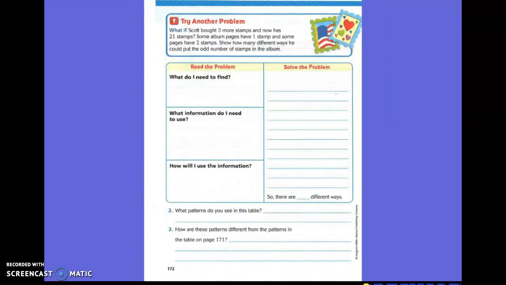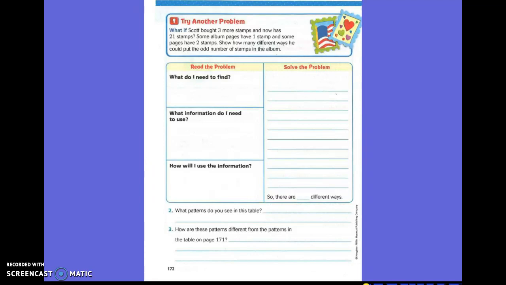Okay, next story. Let's read it. Scott got 3 more stamps and now has 21 stamps. Some album pages have 1 stamp and some pages have 2 stamps. Tell how many different ways he could put the odd number of stamps in the album.